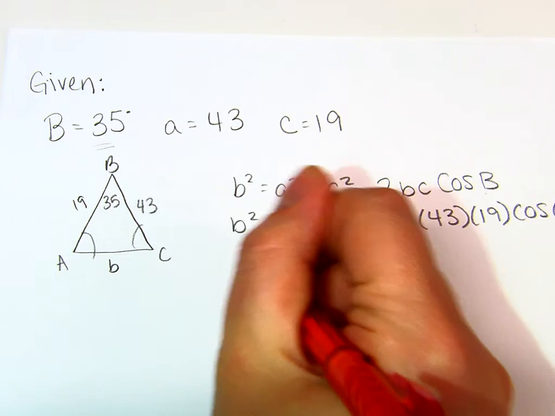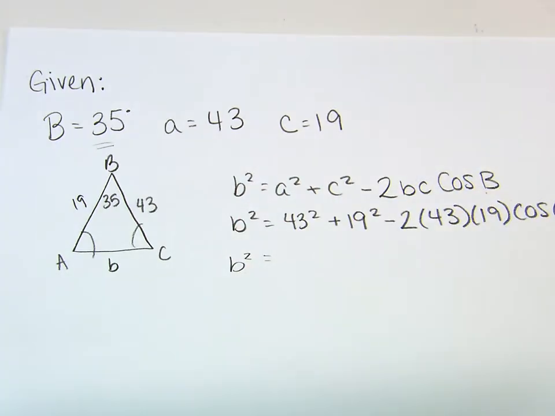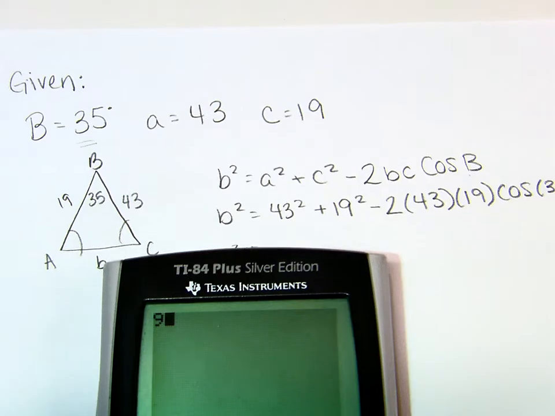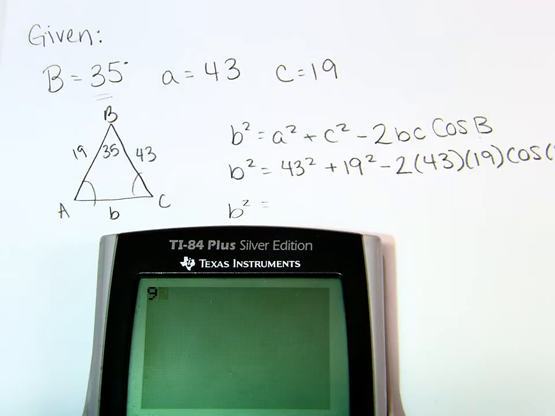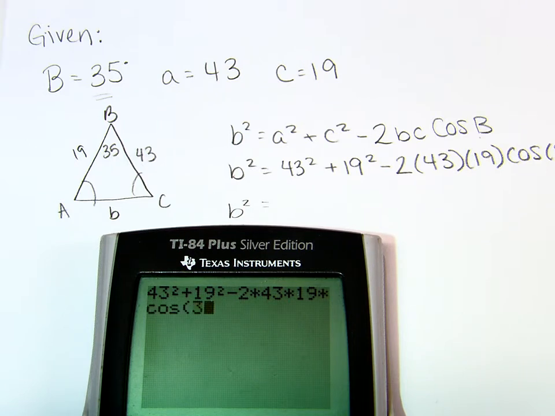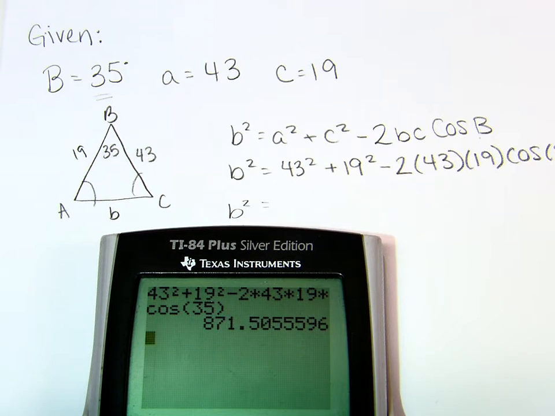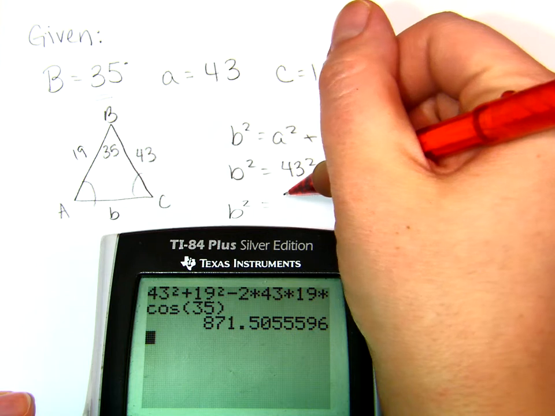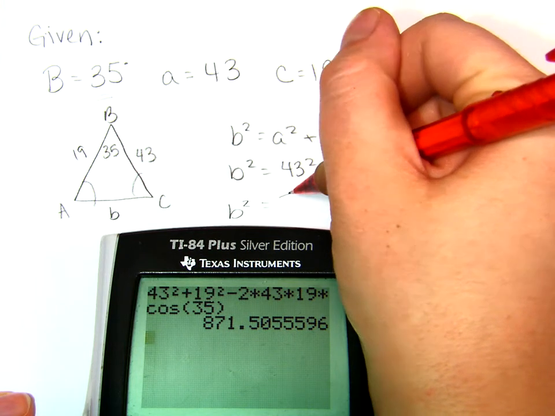So I could type that all in at once and get what b squared is equal to. 43 squared plus 19 squared minus 2 times 43 times 19 times the cosine of 35. And I get 871.5056.